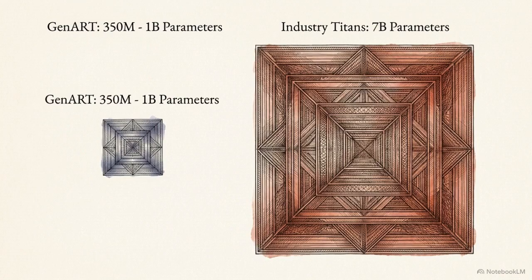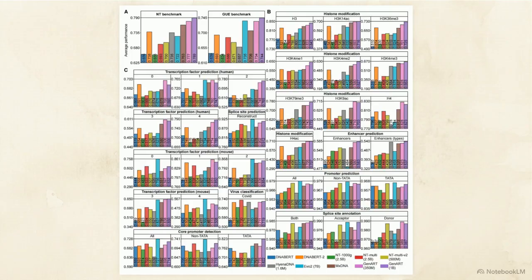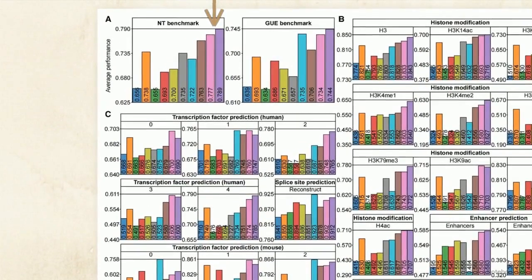This structural precision leads to an efficiency paradox when GenART is tested against the industry titans. This chart compares average performance across 33 genomic tasks. Despite operating with only 350 million to 1 billion parameters, GenART models match or defeat 7 billion parameter models like EVO2 across almost every category.